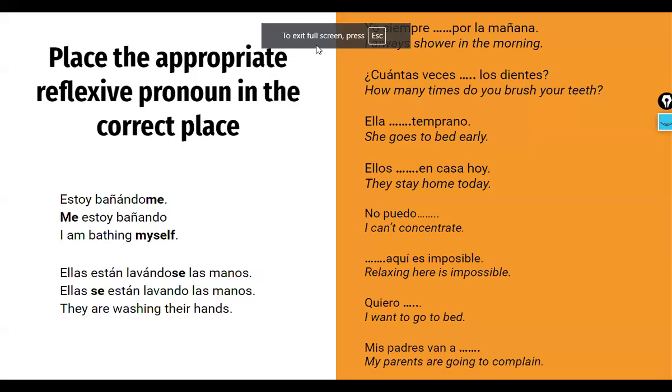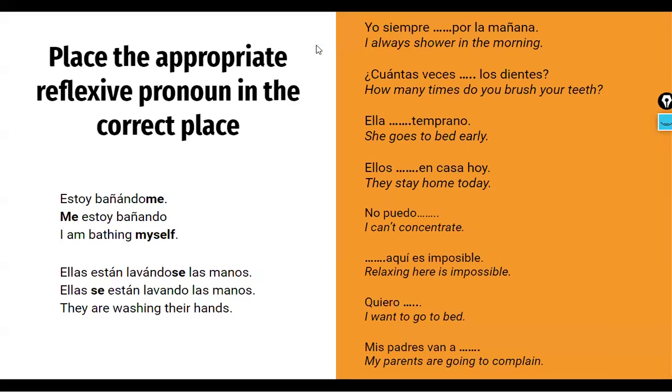Let's try this, right? We've been doing the reflexive pronoun, so let's wrap up that topic with a little exercise here. Place the appropriate reflexive pronoun in the correct place. If y'all are in my English class, I've told you one of my little writing issues is that I will write something and repeat a word and won't notice until I read it over. So now look, I put place here and I put place here. So I'm going to change this to put.